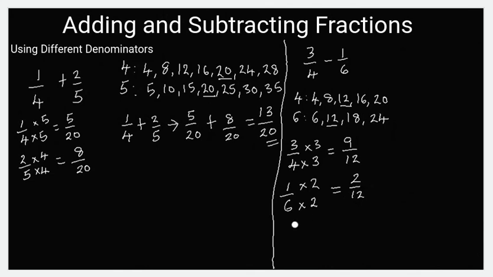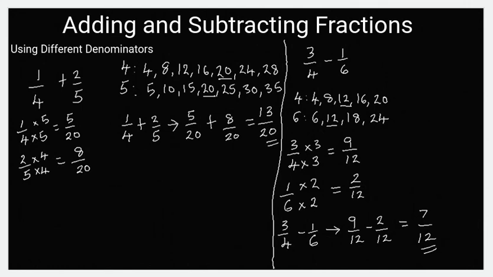Okay, now you can subtract. 3 over 4 minus 1 over 6 will give you 9 over 12 minus 2 over 12. Now you can subtract the numerators, and that will give you 7 over 12, which is in its simplest form. So that's how you add and subtract fractions with different denominators.